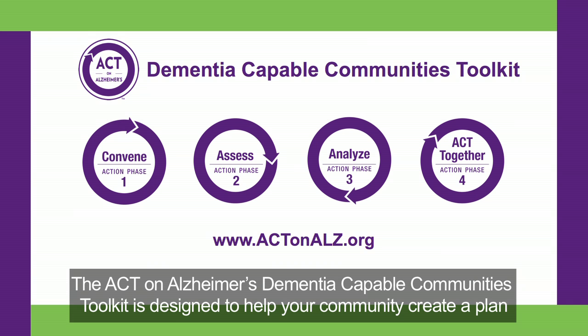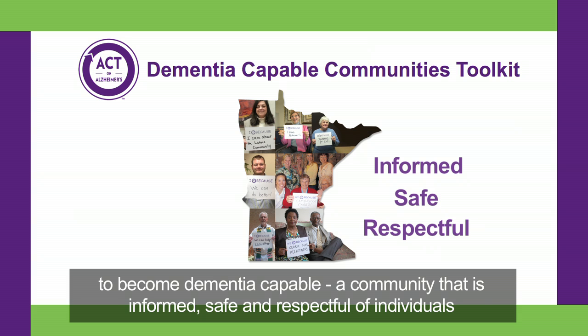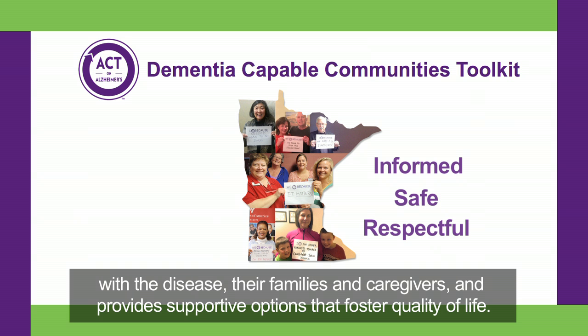The Act on Alzheimer's Dementia Capable Communities Toolkit is designed to help your community create a plan to become dementia capable, a community that is informed, safe, and respectful of individuals with the disease, their families, and caregivers, and provides supportive options that foster quality of life.